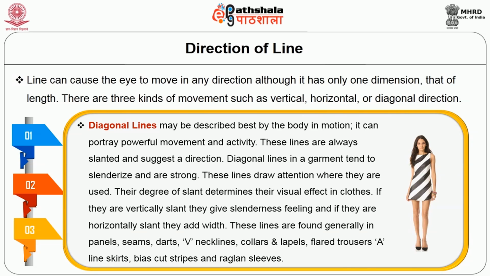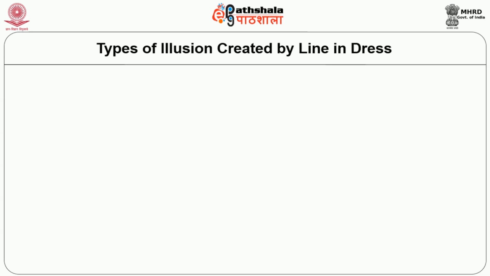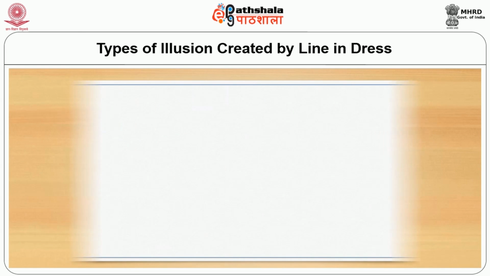These lines draw attention where they are used. Their degree of slant determines their visual effect in clothes. If they are vertically slanted, they give a slenderness feeling, and if they are horizontally slanted, they add width. These lines are found generally in panels, seams, darts, V-neck lines, collars and lapels, flared trousers, A-line skirts, bias cut strips and raglan sleeves. Now let us see the types of illusions created by line in dress.